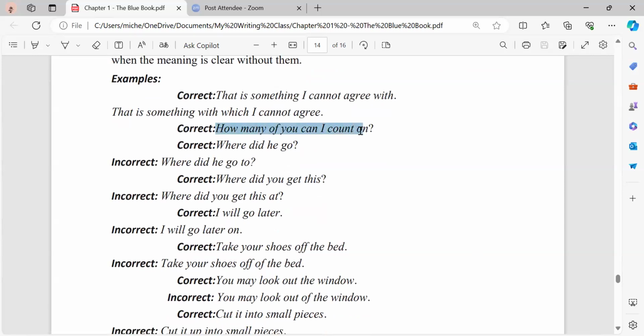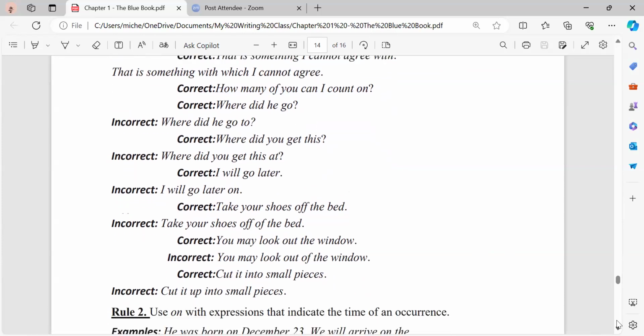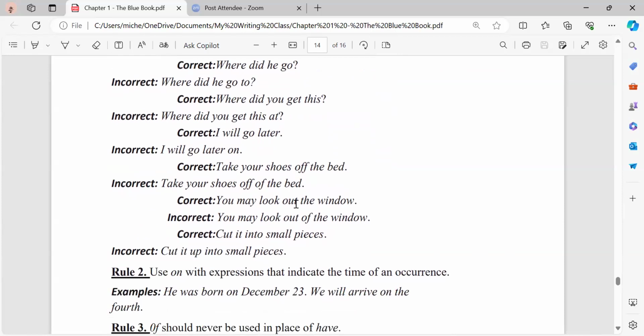So how many of you can I count? This is not really clear, so that is why we add on right there. So therefore the sentence is correct. So where did you get this? Where did you get this at? The at right here is not necessary. It's kind of redundant, so we can eliminate that. And where did you get this? It sounds clear without the preposition. So now we have, I will go later. It's already clear, and I will go with the on, we can erase the on.